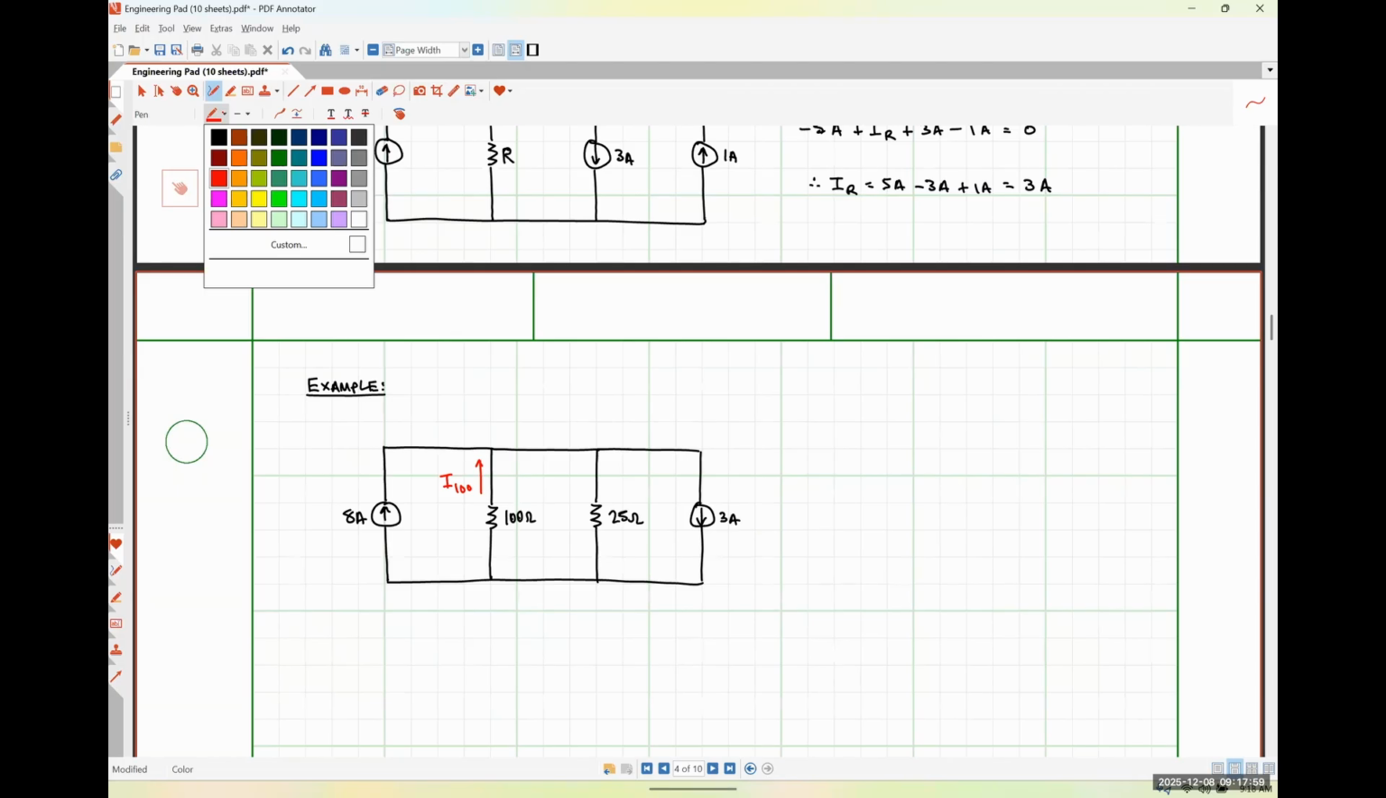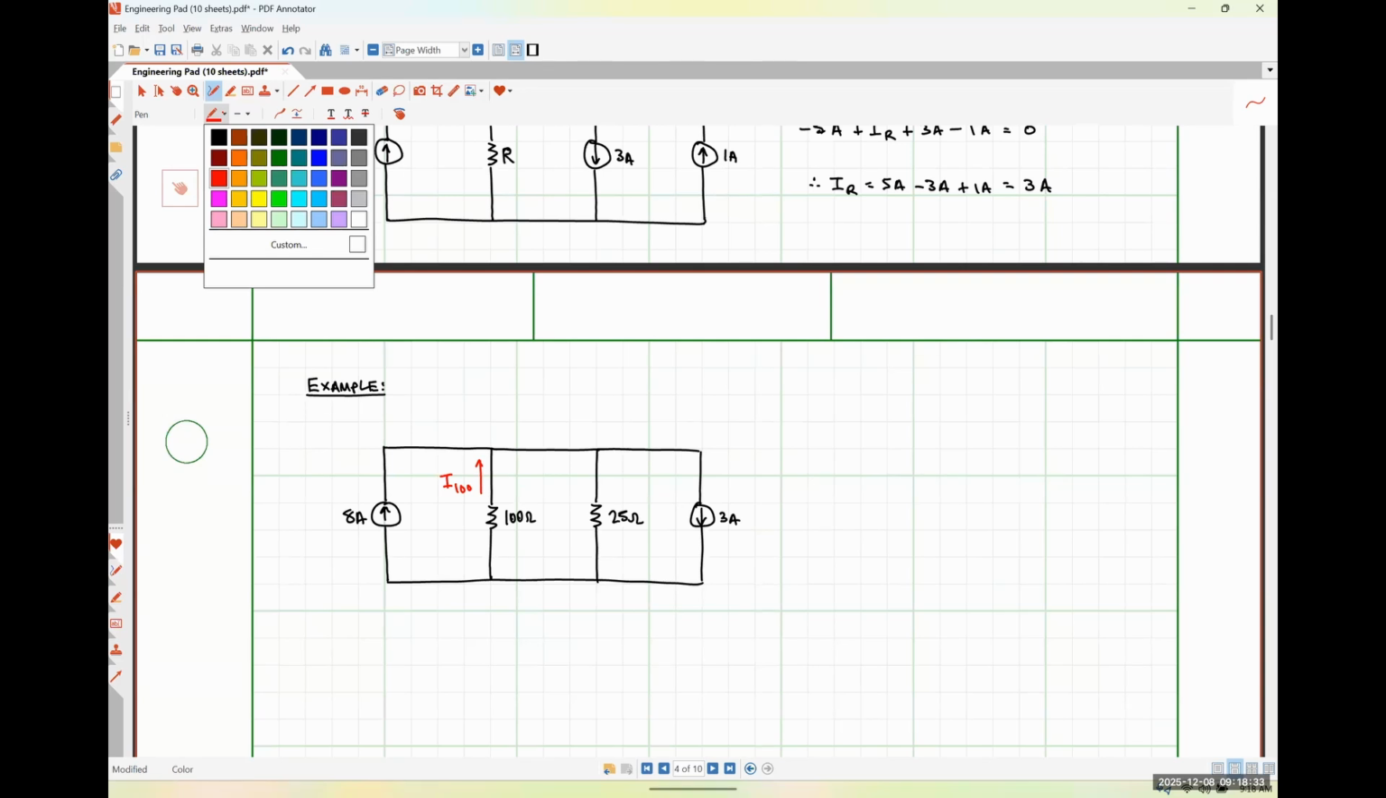Anytime I have a single node pair circuit, my gut instinct is to apply Kirchhoff's current law to it. Okay. In order for us to apply Kirchhoff's current law to this system, we need every branch to have a current associated with it, right? Well, the 8 amp current source obviously has a current associated with it. The 100 ohm resistor, I've now defined the current I100 that we're trying to find, so that has a current associated with it. The 3 amp current source on the right-hand side has a current associated with it. So we're left with a 25 ohm resistor, okay?